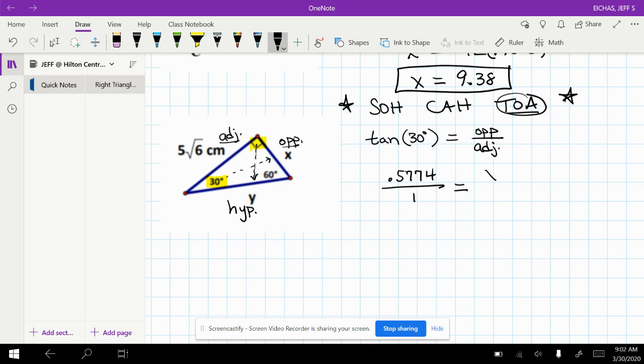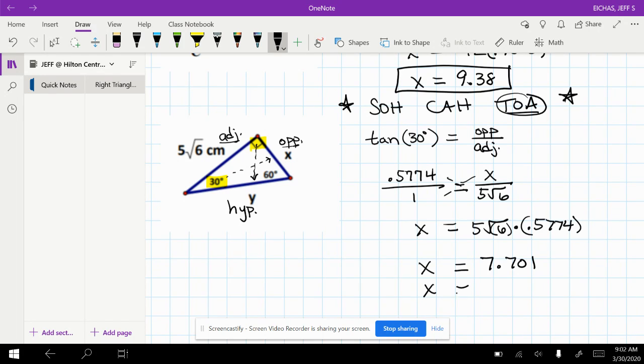All right, now opposite is x, adjacent is 5 square roots of 6. We'll cross multiply. So 1 times x is x, 5 square root of 6. Careful, close that up, right? Times the 0.5774. Again, don't round to the end, and then we'll get 7.701 for x. We wanted nearest 100, sorry, 7.70.